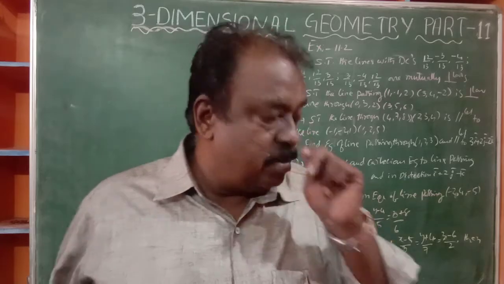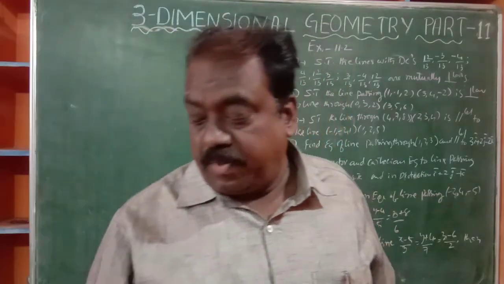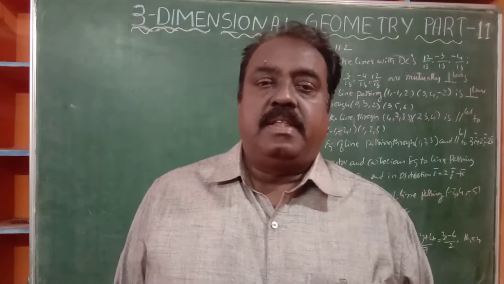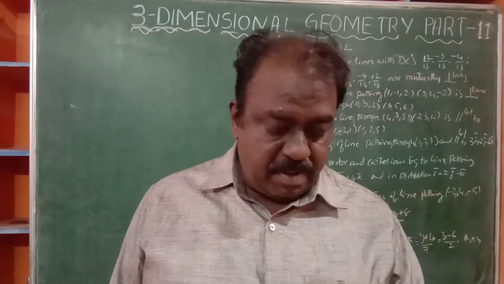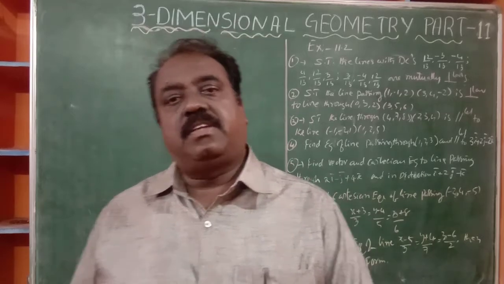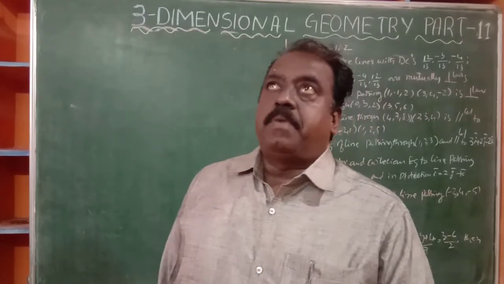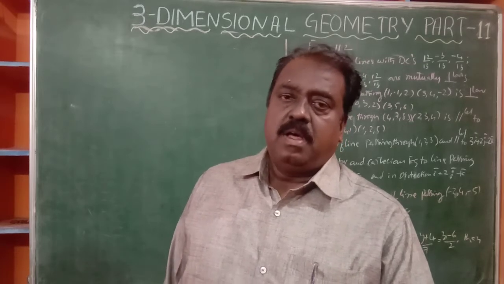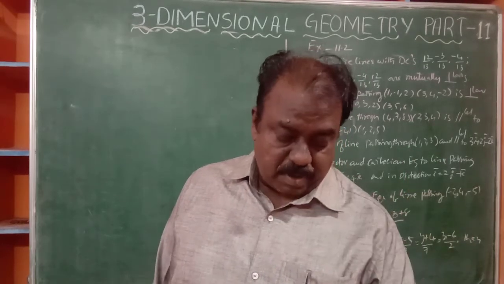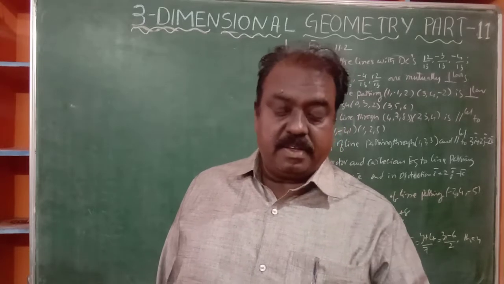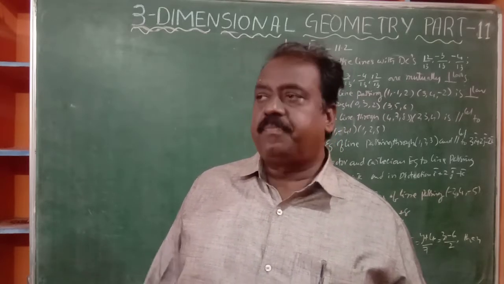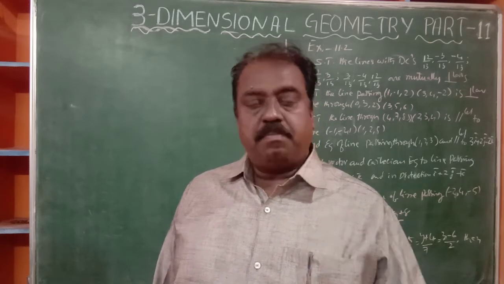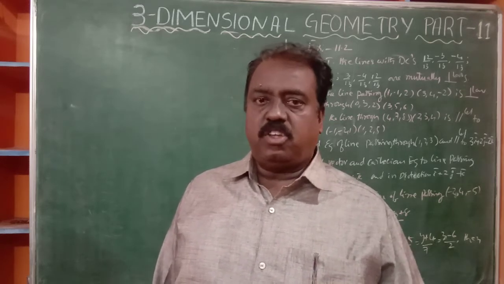This is the 11th part. Already we completed the 10 parts. In the previous 10th part, we discussed some problems 14, 15, 16, 17 in the exercise 11.2 about the concept of finding the shortest distance. Those problems are important. Examples 14, 15, 16, 17.